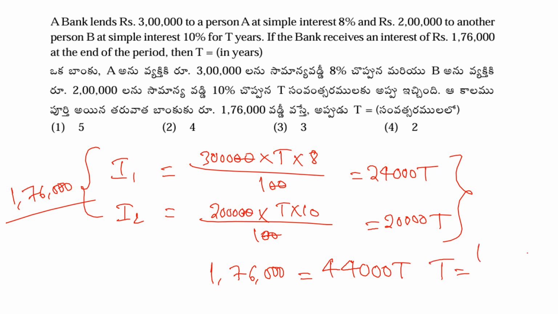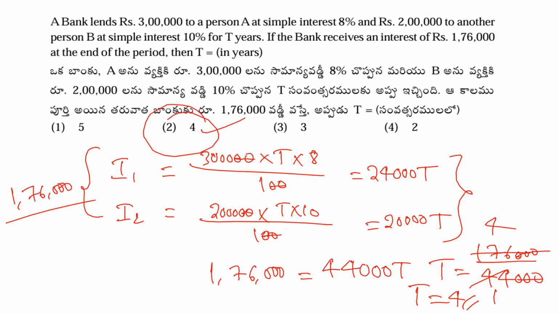T is equal to 1,76,000 by 44,000. 3 zeros, 3 zeros. So 44 times 4 is 160 plus 16, that is 176. So 176 by 44, T is equal to 4. Here it is, the value of T. Time is equal to 4, 4 years of time. It took 4 years to get that interest from both A and B.